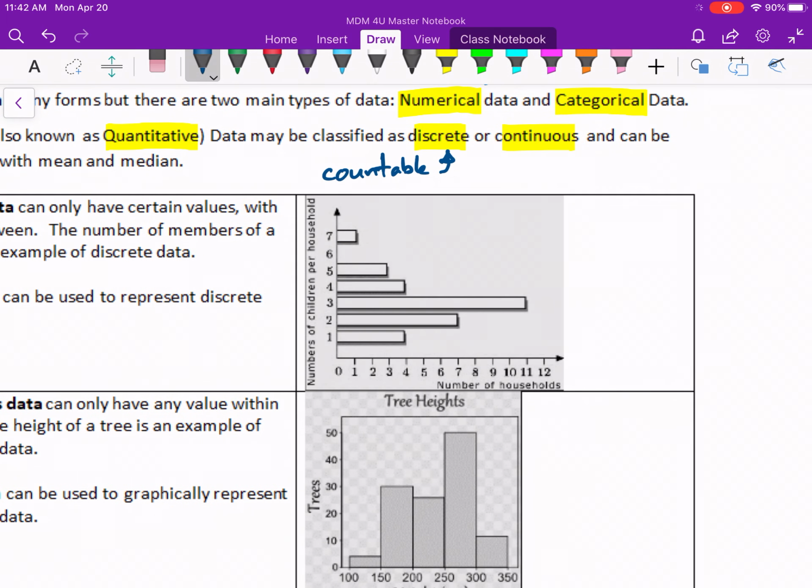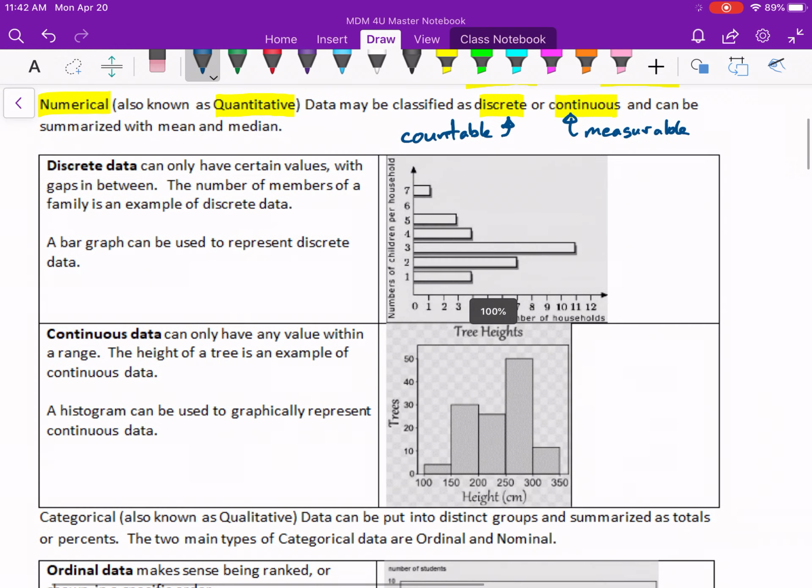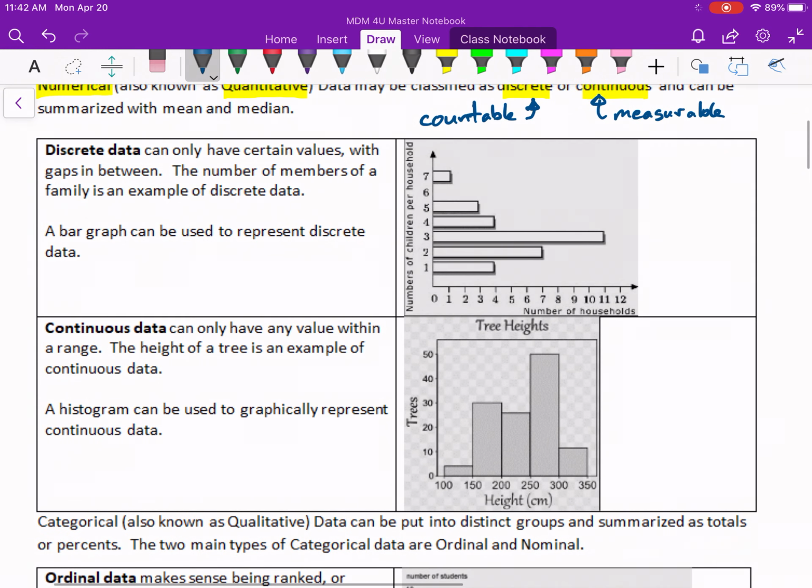Continuous data is something that we don't count so much as we measure it. Some examples of that would be things like volume, time, distance. It makes sense for all of these things to be broken down into fractions or decimals. So again, that's a further breakdown. So here's a little illustration of that. Again, a different rewording of this: discrete data can have certain values with gaps in between. The number of members of a family is an example of discrete data. People, right? We don't have half a person.